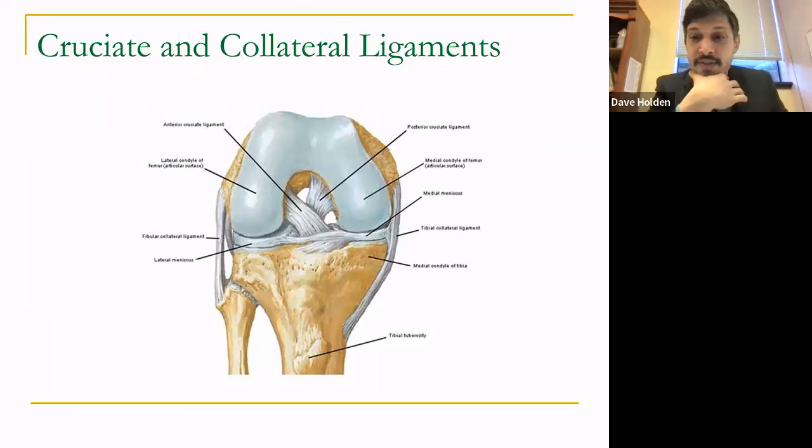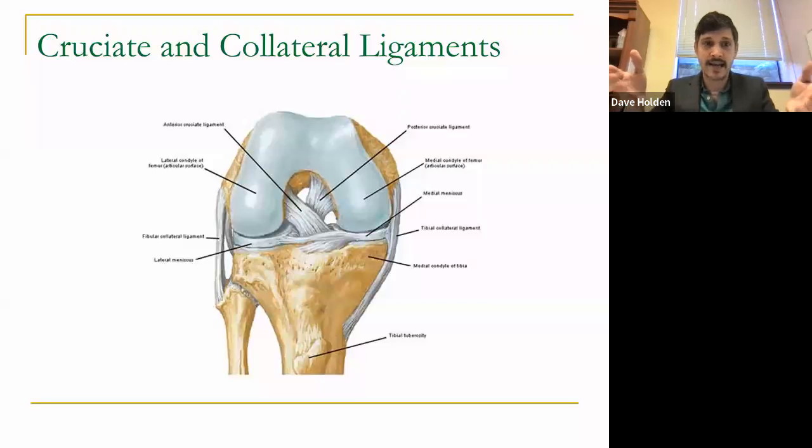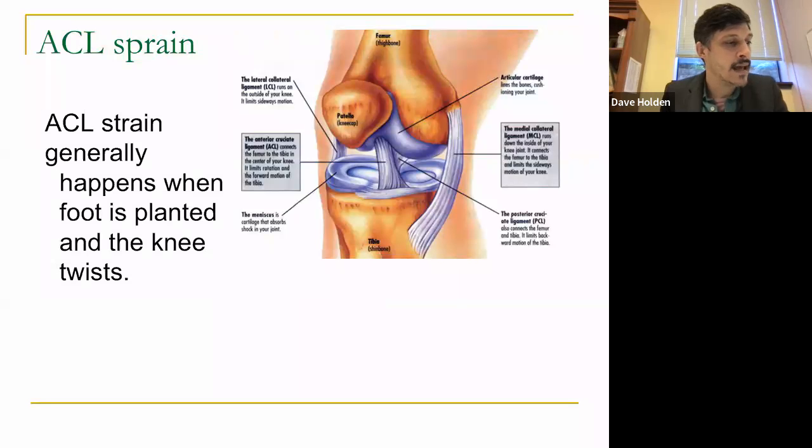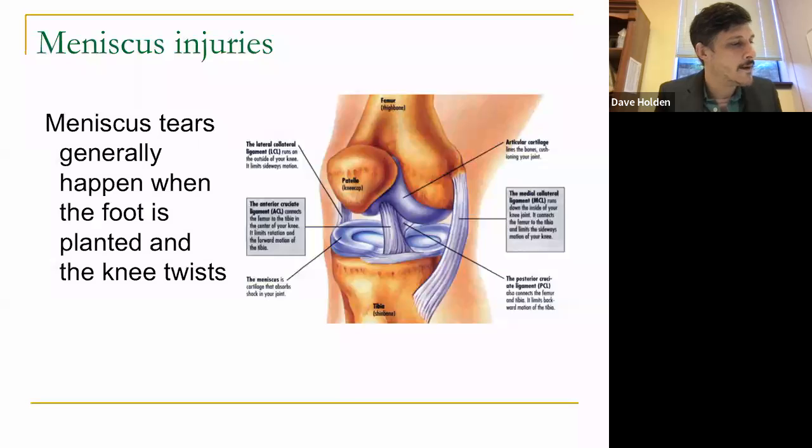So there's just a somewhat decent illustration of the knee. We've got our collateral ligaments on the sides. We have our cruciate ligaments in the middle. We can also see the menisci, mediolateral menisci. And yet another illustration of what is going on in the knee. If what I have said so far makes sense to you, these are good illustrations, a little bit of extra info and blurbs. But if I'm making sense to you guys, then we can move right along. Good stuff? Awesome. All right.